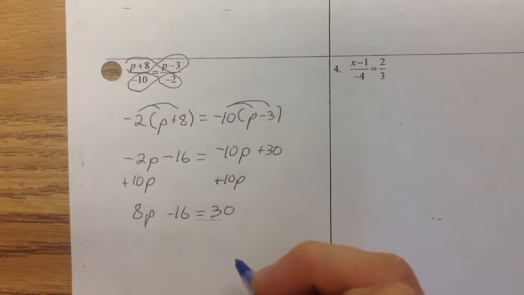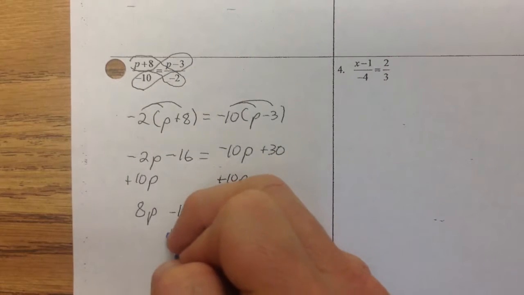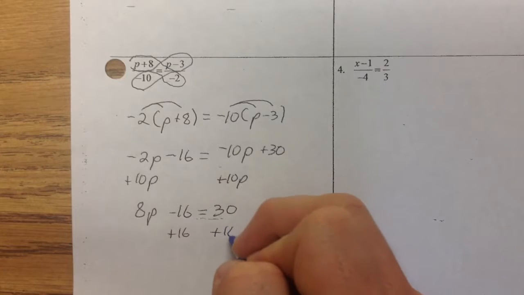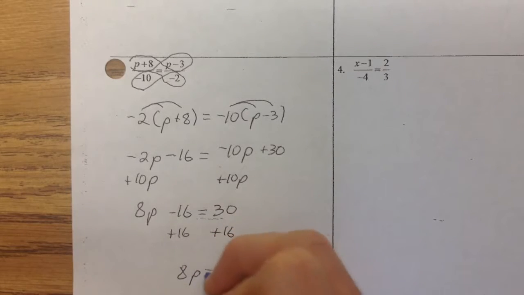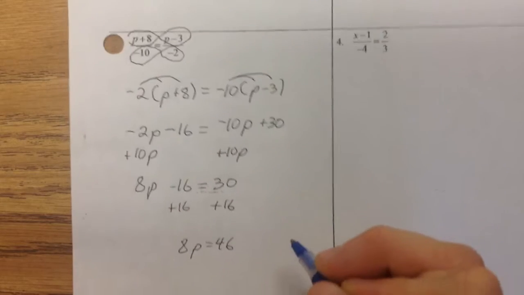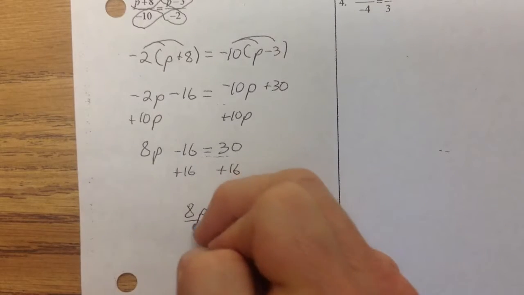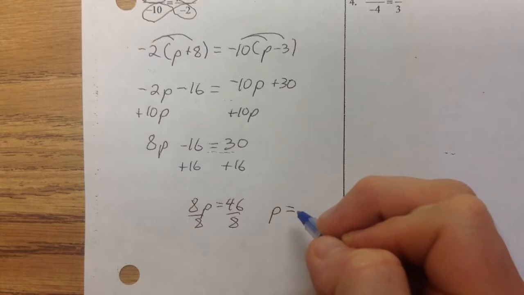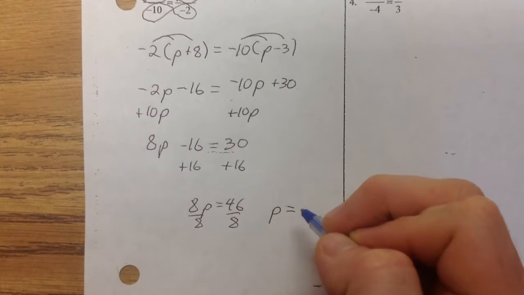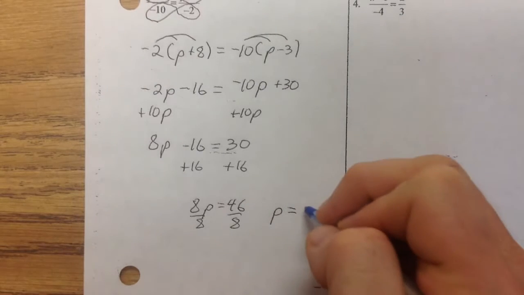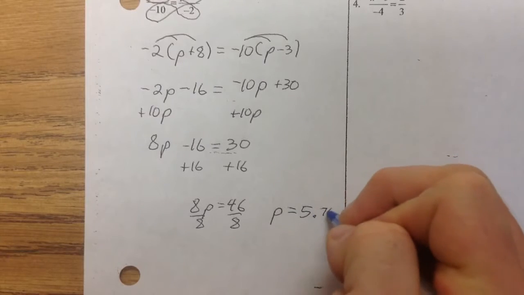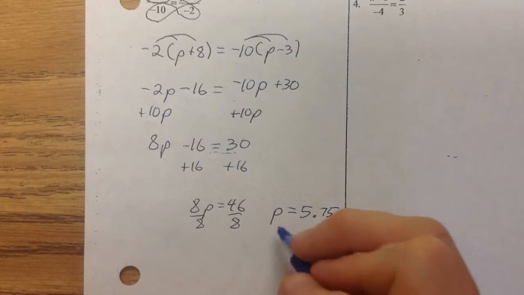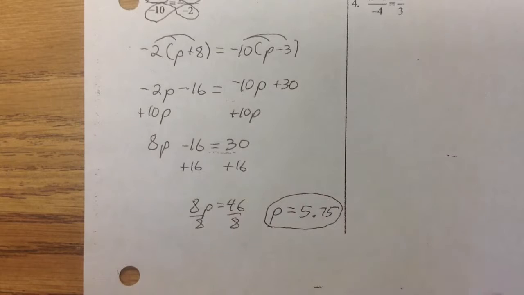Now we're kind of just to the two-step equation part. Plus 16, 8p equals 46. Divide both sides by 8. P is going to equal, let's see here, 46 divided by 8, 5.75. So there that one goes. A little more work, but same general idea.